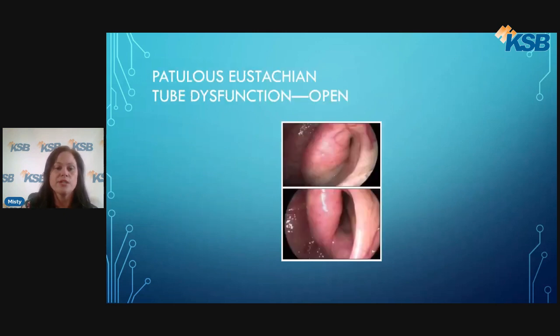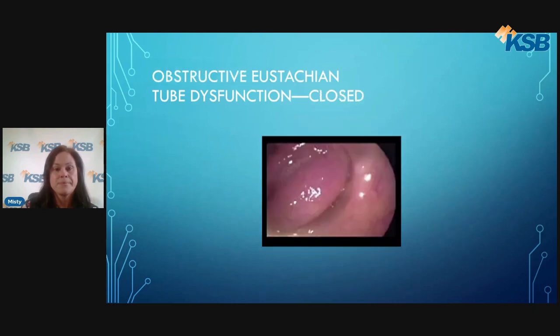This is a good picture of patulous Eustachian tube dysfunction. Here an endoscopic camera is looking at the orifice, or the opening, of a Eustachian tube, and as you can see, it is open. Here is another picture, of obstructive Eustachian tube dysfunction. Again, the endoscopic camera is taking a picture of the opening of a closed Eustachian tube.